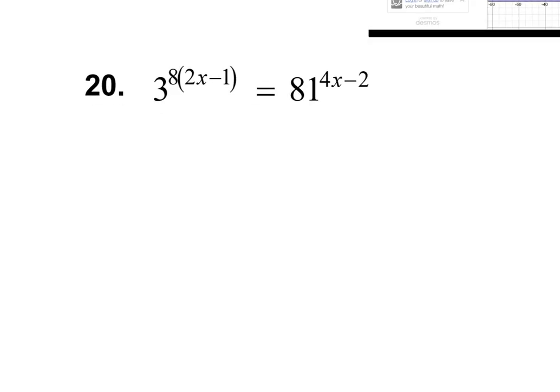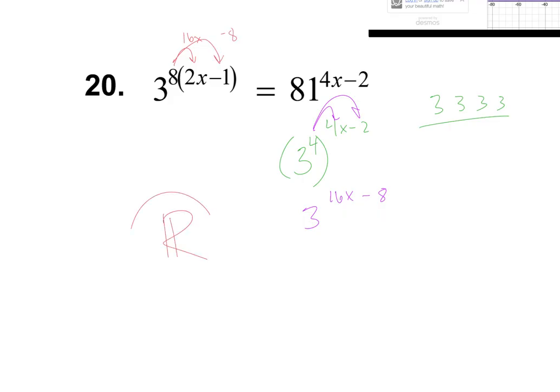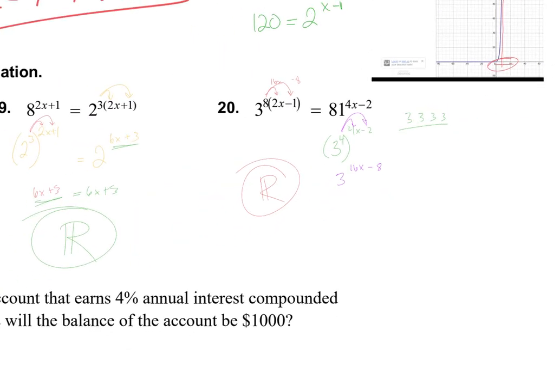81 is really, let's see, 3, 9, 27, 81. 81 is really 3 to the fourth power raised to the 4x minus 2 power. So that's 3 to the 16x minus 8. And this is going to be 16x minus 8. Another all real numbers.